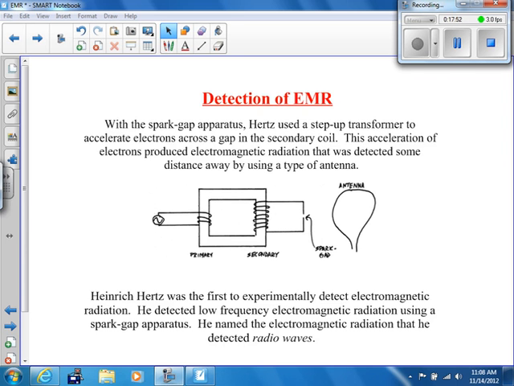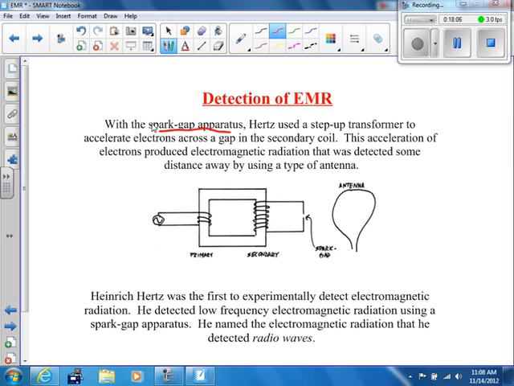How was EMR first detected? How was the theory of EMR first verified or first detected? Well, it was using an apparatus called a spark gap apparatus by a guy named Heinrich Hertz. You guys recognize that name, right? We haven't used his name in the context of any kind of discoveries before, but you've definitely heard his name.